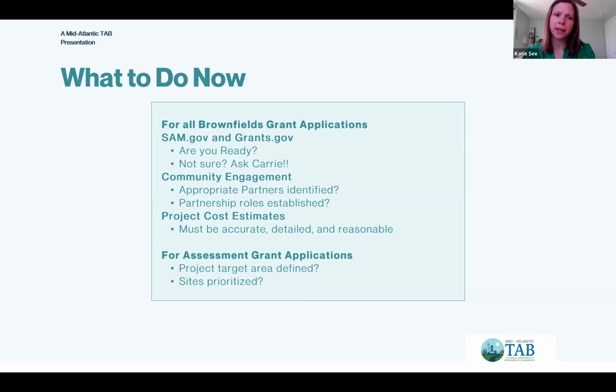And then for assessment grant applications, have you identified the target area? That goes back again to telling your story. Your story should be compelling. It should be distinguished. Again, why is this the area that you're focusing on? You could focus on, if you're a bigger city, there are a lot of neighborhoods that you could focus on. Why is it this particular area that you're focusing on? And have those sites been prioritized? So that's what you should be making sure that you include in your assessment grant. And these are things that you can be doing now, and we are available to help you with that. Next slide.